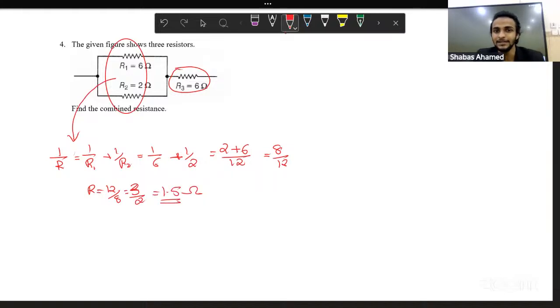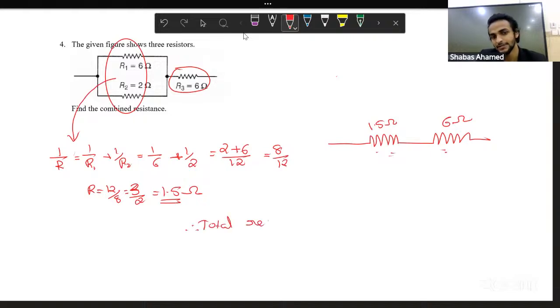That means this system I can replace by this circuit. Now this is only 1.5 ohm, and this is just the 6 ohm. Now we can say both these are in series. Therefore, the total resistance will be equal to R1 plus R2. This is R1 now and this is R2. So we can say 1.5 plus 6, that is equal to 7.5 ohm.